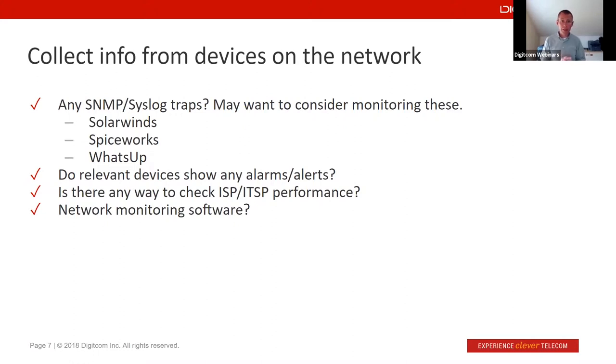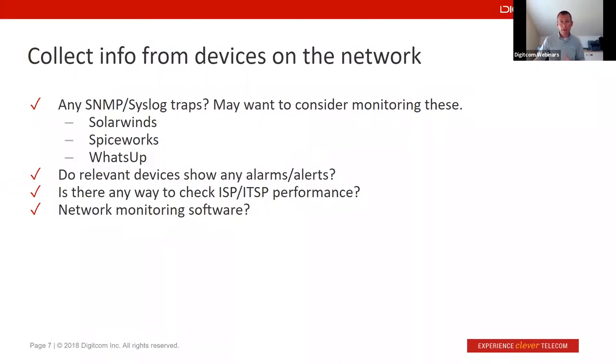All right, are there any ways to check the ISP's or the ITSP's performance? So this is a big question mark. I really don't know the answer to that. Does Bell, if they're your ISP, have some method that you can log in and find out what your internet connectivity has been like, if performance has failed in the last while? The reason why is because if we can line up performance degradation from the network with the times that we had performance degradation on our phone calls, then we've really got something.